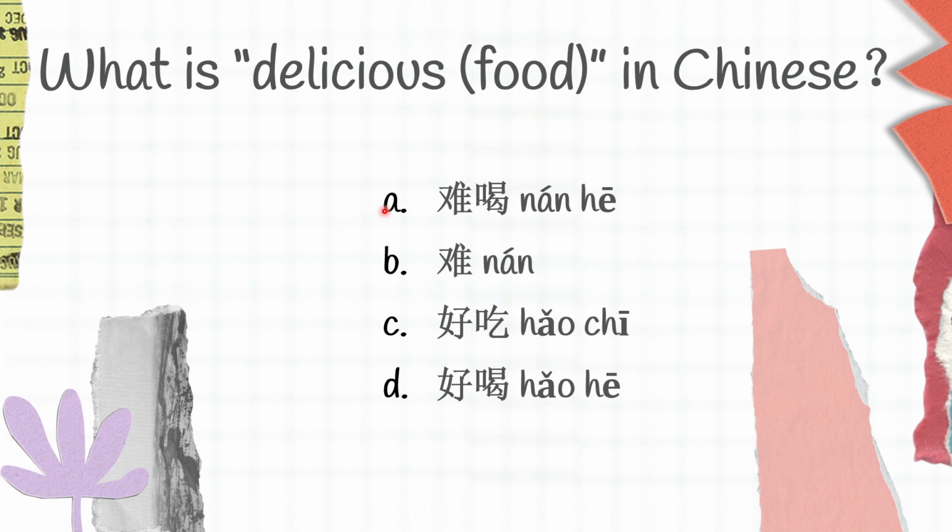So 难喝 is tasteless for drinks. 难 is difficult. 好吃 is tasty for food or delicious for food. And 好喝 is tasty drink. So delicious for food in Chinese is C, 好吃.